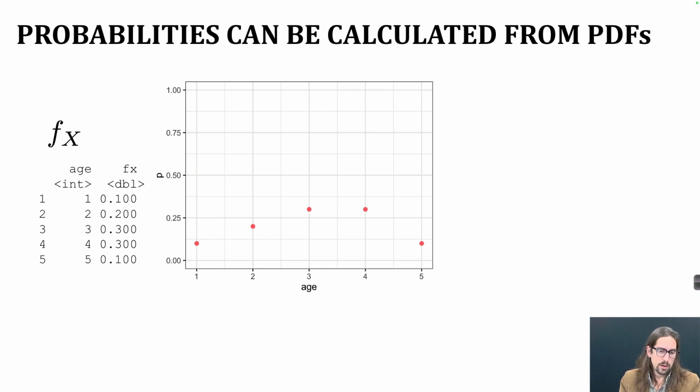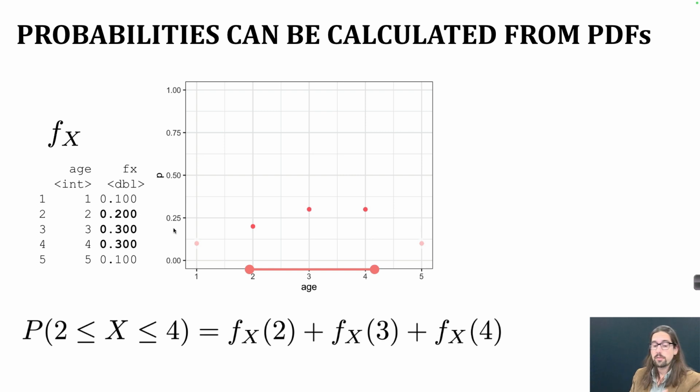I've told you already how I could calculate this density from a population data set. Now how do I calculate the probability from a density? The probability of interest is the probability that somebody is between 2 and 4 years old, in this case, which corresponds to these inputs and these values of the density. In fact, to get this probability, all I need to do is add together the values of the density function at the relevant inputs, which are 2, 3, and 4.